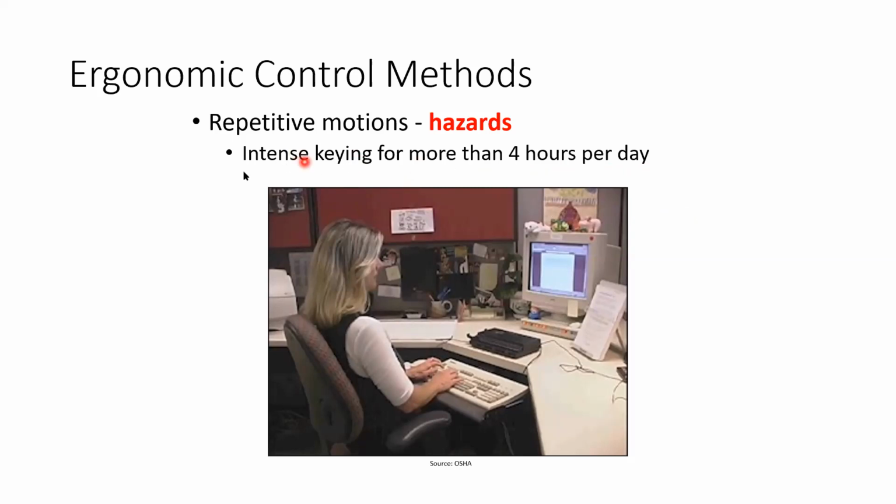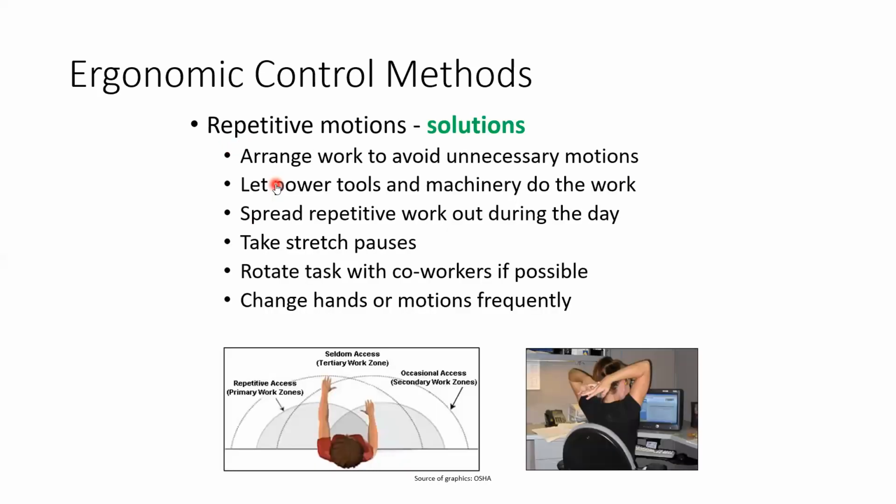Okay, what is the classification of this intense keying? It is classified as a repetitive motion. It is a repetitive motion for fingers. That's right. Okay, here, what is the solution for this? Number one, arrange work to avoid unnecessary motions. Let power tools or machinery do the work.